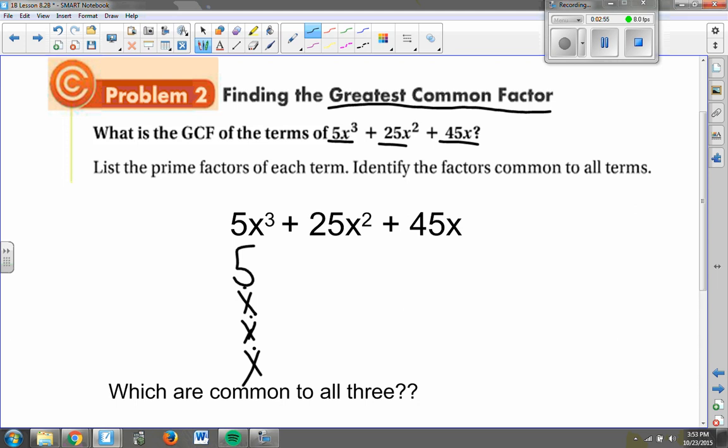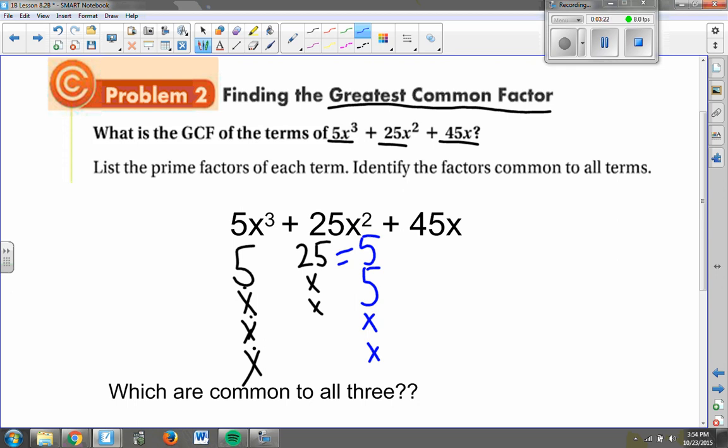25x squared, if I want to factor it out as much as I can, well, I know that that is 25 times x, but hopefully we know that 25 is really equal to 5 times 5. So I've got 5 times 5 times x times x. Right, I'm just listing out every piece that I'm multiplying together here.